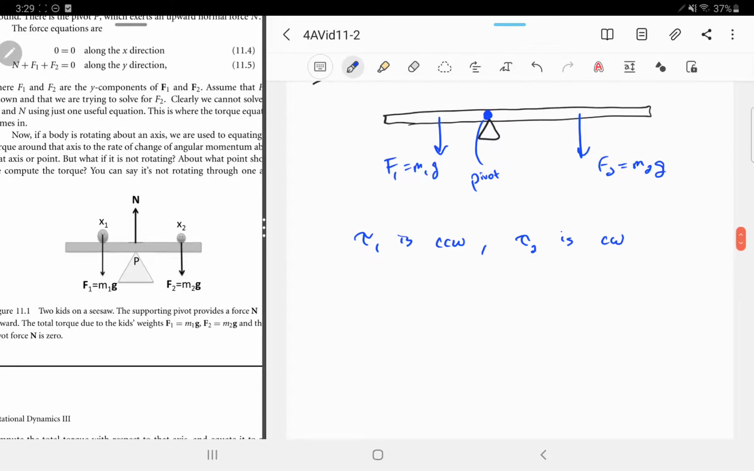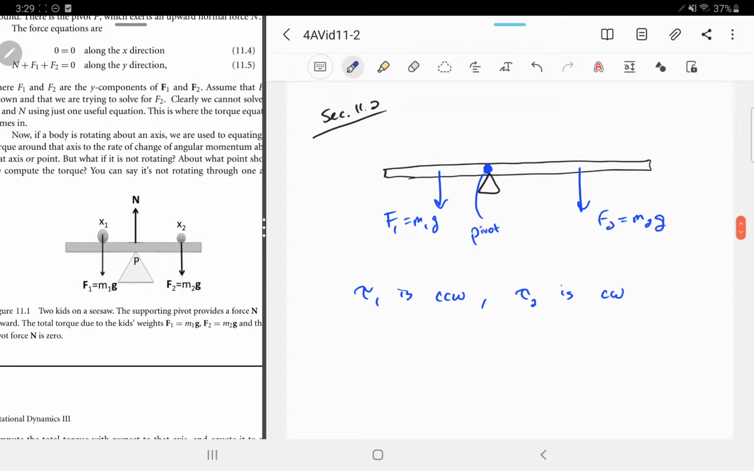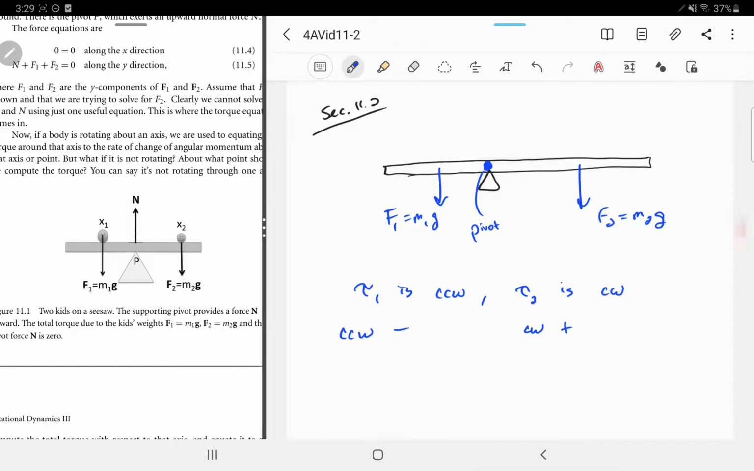So one of them is positive, one of them is negative. It depends on which direction you call positive and which direction you call negative. Let's say that this one is the positive one and this one's the negative one. So we're going to say clockwise is positive and counterclockwise is negative.